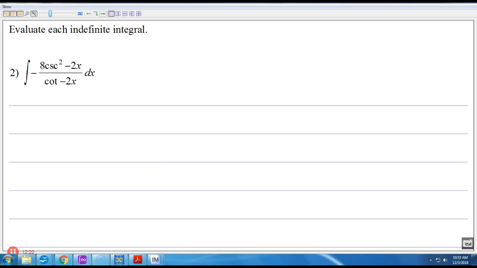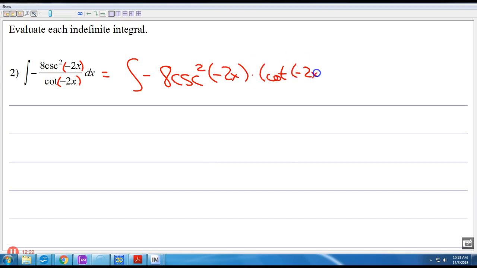They don't put parentheses in these spots. I think you guys are used to seeing it, but there's technically parentheses there and there. You can't have cotan minus 2x, because cotan needs something to go with it, so it's cotan of negative 2x, cosecant squared of negative 2x. So if I were to rewrite this, I have negative 8 cosecant squared of negative 2x times cotan of negative 2x, so the negative first, and then times dx.